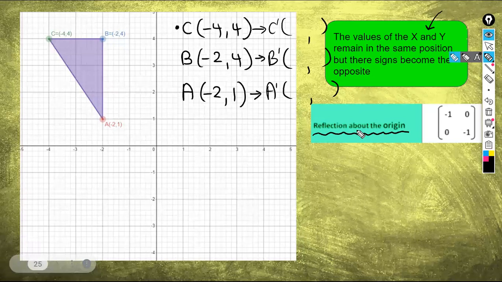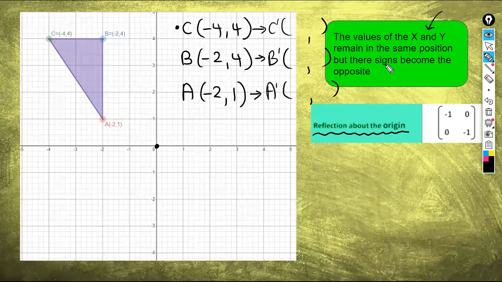Whenever you're reflecting something about the origin, the mirror is a kind of make-believe mirror. You just have to believe that you have a mirror at the center of the graph, at the origin. And this little point is the mirror. So the mirror in this case is not a line. The mirror is not a line. The mirror is a point. Okay, great. It's a kind of weird situation, right?